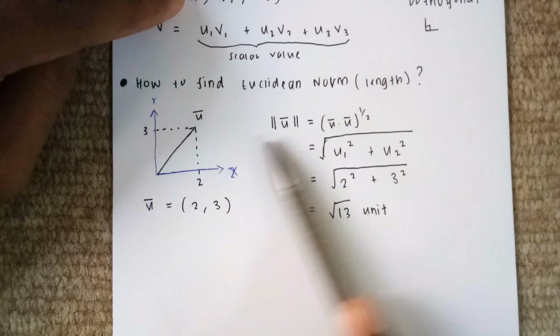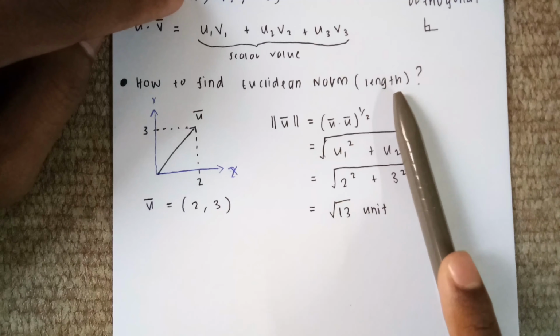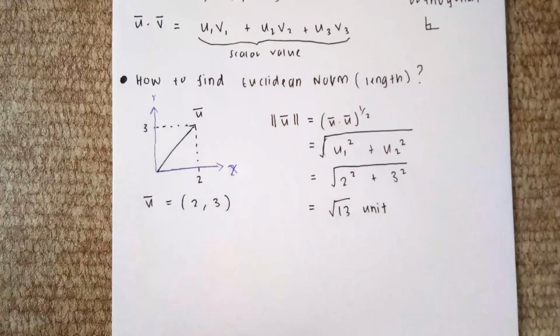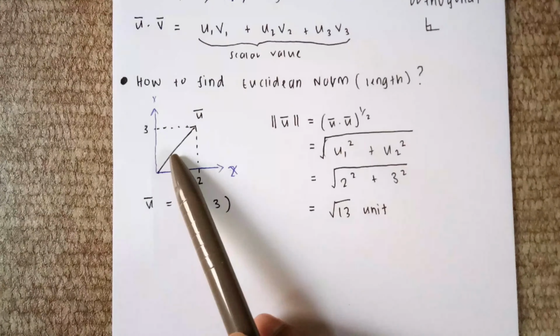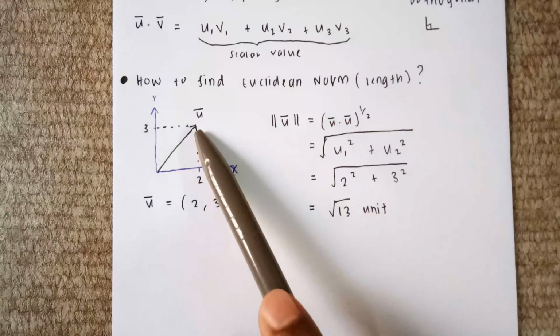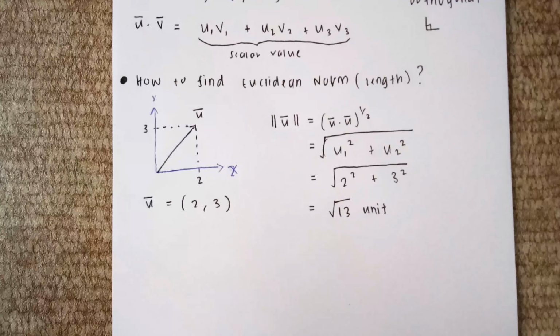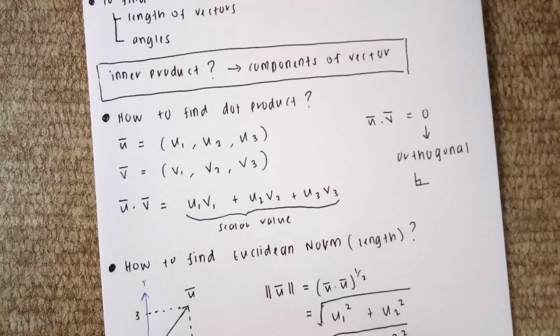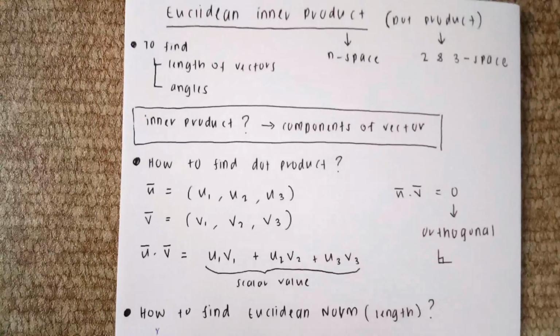Actually, the formula for the length and also the distance originates from the Pythagorean theorem, where we find the difference here and the difference here, and then take the square root of the total. So that's all for the Euclidean inner product.